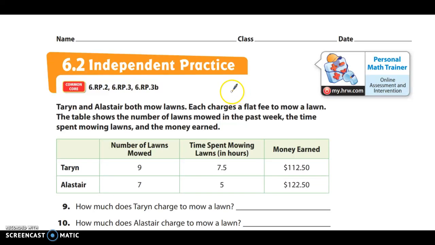This is the 6.2 independent practice. This is page 159. This video will be the top half of the page, numbers 9 through 12. So let's go ahead and check it out.